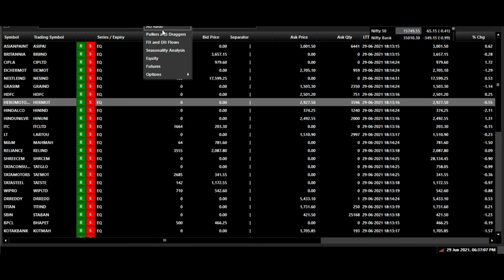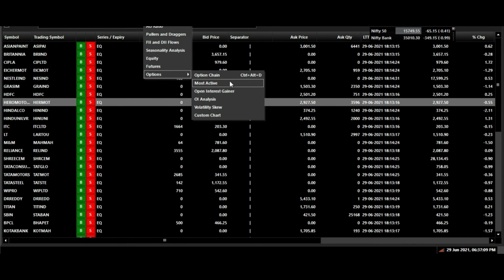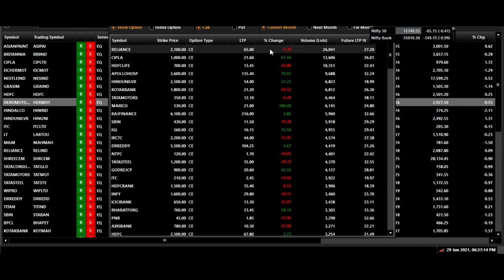So let's look at options, most active options instead of OI gainer and all that. So we are looking at the stock options. So we will sort it down in the descending order. We get to understand that Reliance, I'm not really sure. I don't want to touch this, but let's see Cipla. These many contracts have been traded, and calls value increased by 67%.